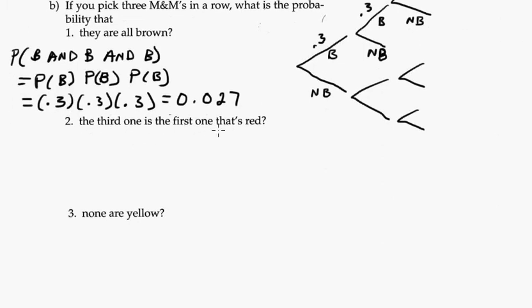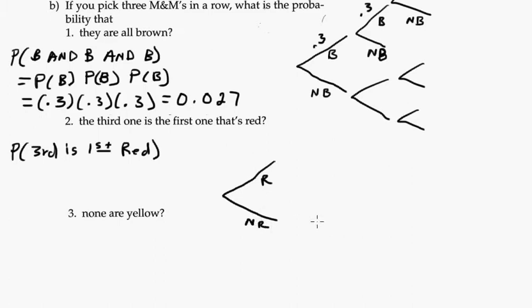Let's see. The next one is red. So the probability that the third is the first red. Once again, we can model this with a tree. It's going to be red or not red. And then we're going to go this way, right? Because not red, red. And then finally, not red, red. So this goes on, but we're going to go this route, and then that route, and then this route.